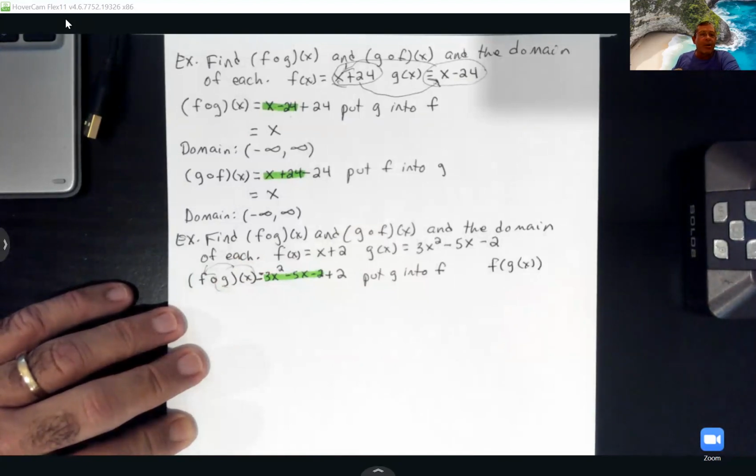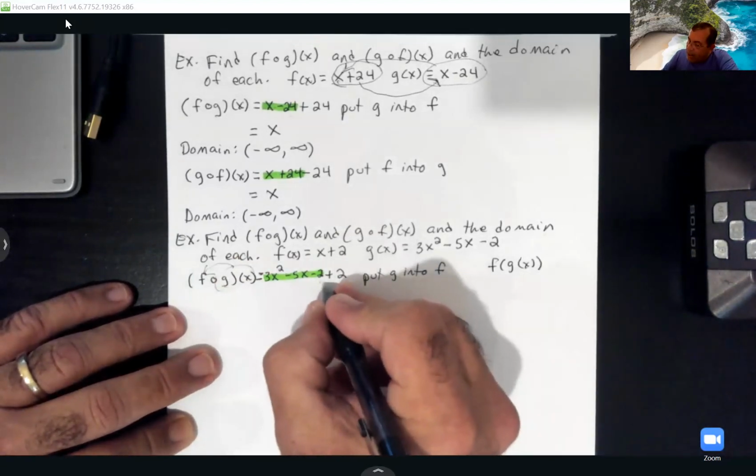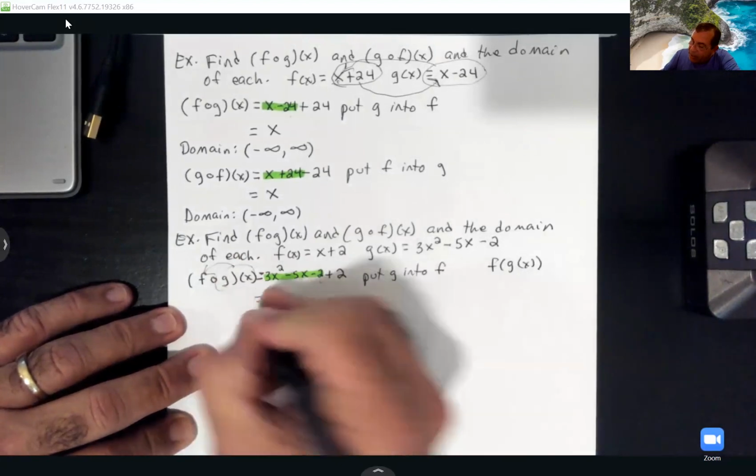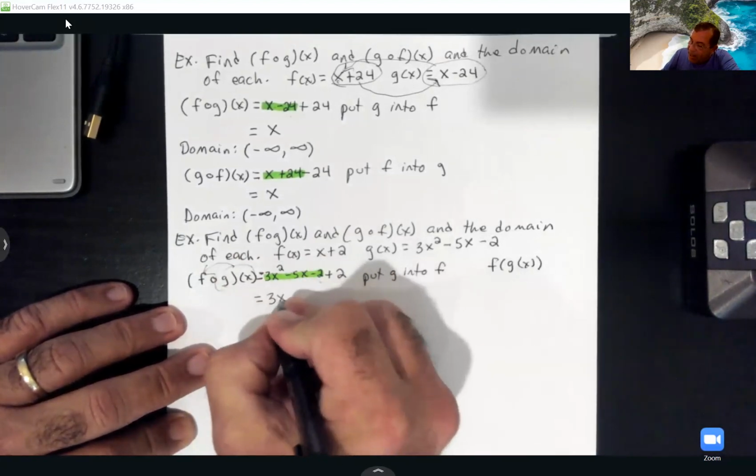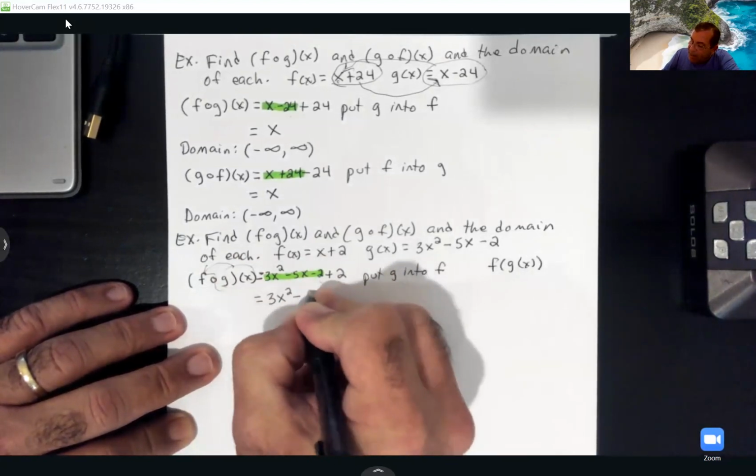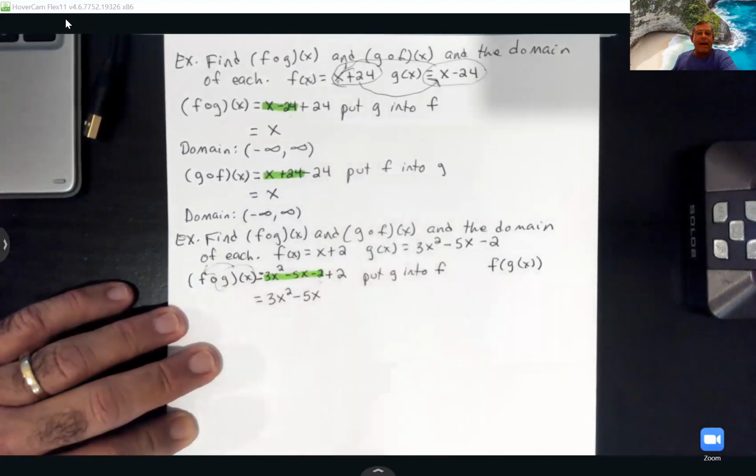So you can definitely go cancel the 2's out. So yeah, y'all, those 2's cancel. So we get a 3x squared minus 5x.